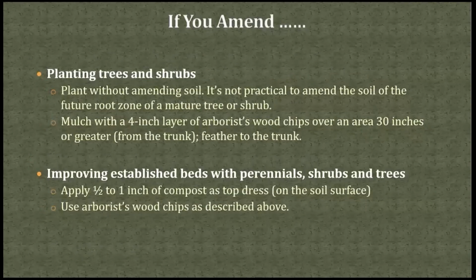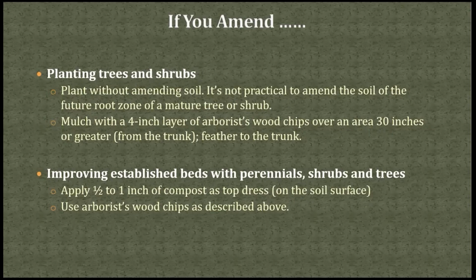Now, if you're planting trees or shrubs, I think there's no point because it's just not practical to amend the soil in the future root zone of a mature tree or even most shrubs. So in this instance, consider mulching with a 4-inch layer of coarse wood chips. Arborist wood chips that are fresh are better. And you should mulch an area that is 30 inches from the trunk or greater. And you want to feather it back from the trunk so it does not keep the trunk moist to invite pathogens and other problems.